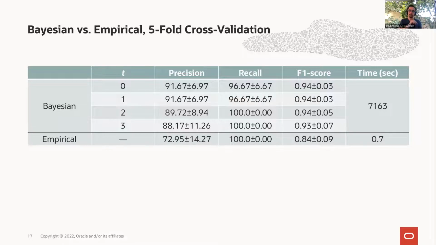Okay, so let's look at the results of this algorithm. We did a 5-fold cross-validation experiment with our data set. Let's start at the bottom with the empirical approach. We achieved a precision of roughly 73% plus or minus 14%. So not very precise, a lot of variability, but perfect recall. The training time is actually quite low, 0.7 seconds, which is really good.